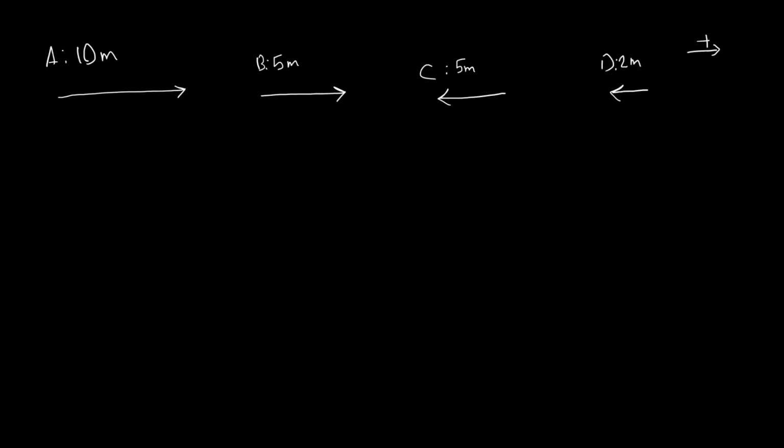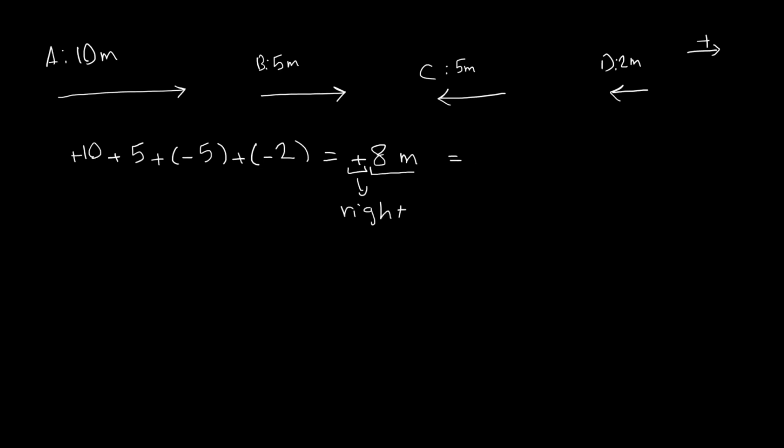I want to use 2 methods to add this vector. One is just saying, okay, right side is positive, so A, that is plus 10, and then B, 5 again is plus 5. This one is to the left. We know right side is positive, so plus minus 5 and plus minus 2. So it's equal to plus 8 meters. So it means the magnitude is 8 meters and positive shows that is to the right. So I can say plus 8 meters or 8 meters to the right.